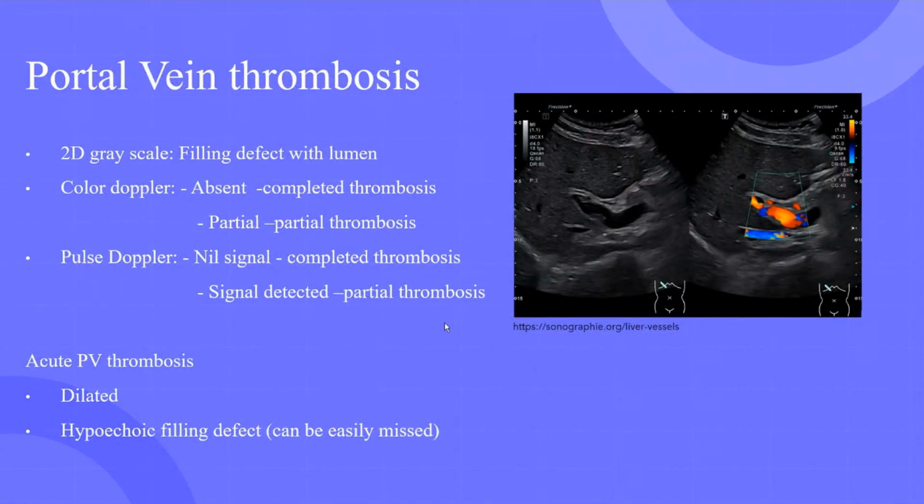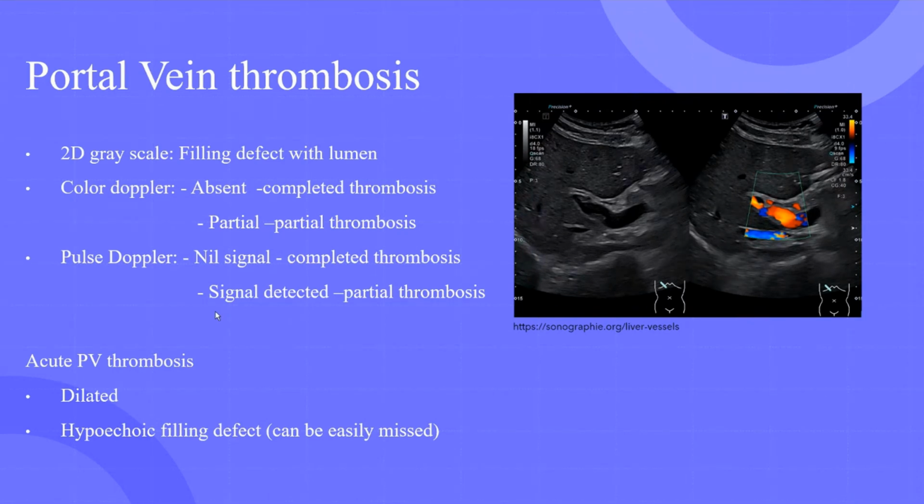So next one will be the portal vein thrombosis. On the 2D scale, you will see a filling defect within the lumen. For the color Doppler, absence of color Doppler means it's a complete thrombus. If it's a partial thrombus, you can still see that part of the lumen is filled with color. For the pulse Doppler, no signal is detected for complete thrombosis, while some signal will be detected for a partial thrombus.